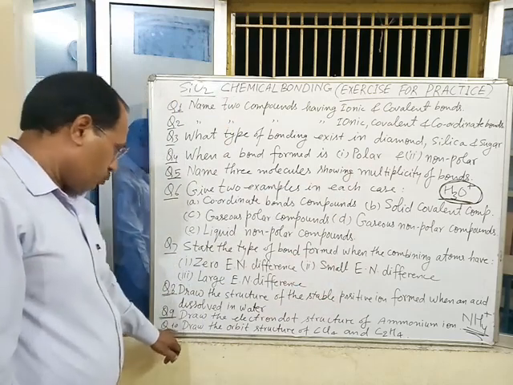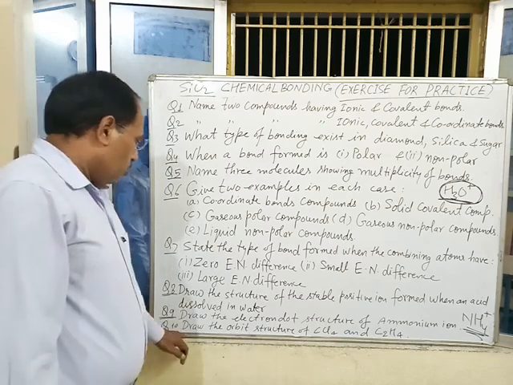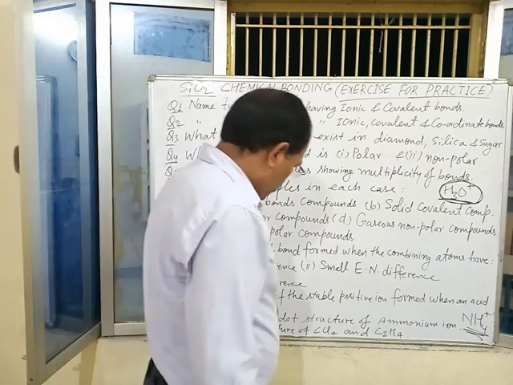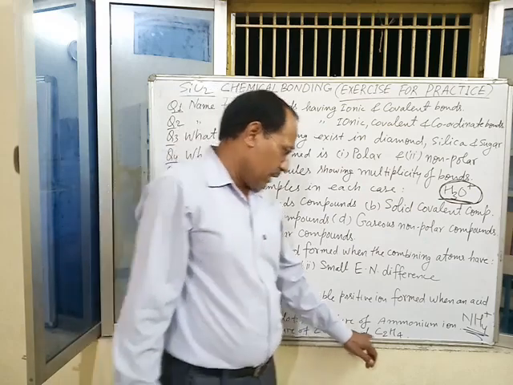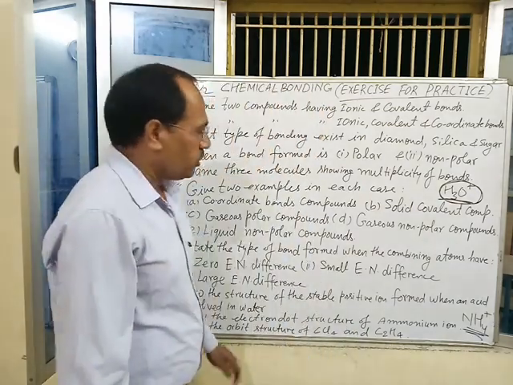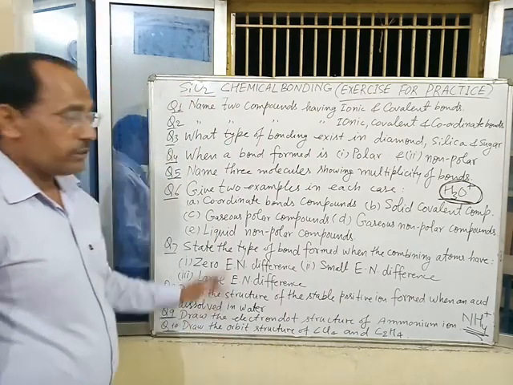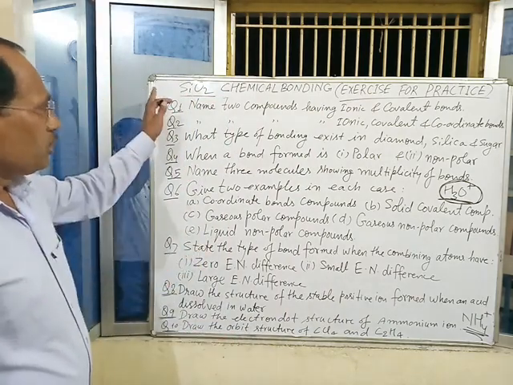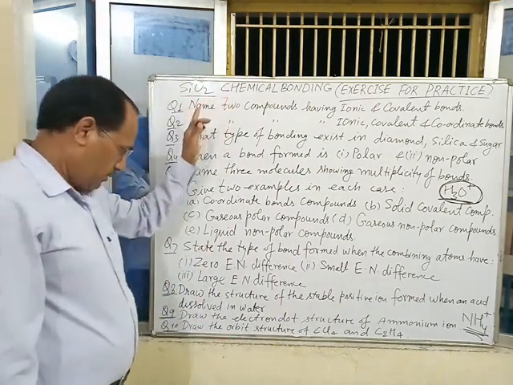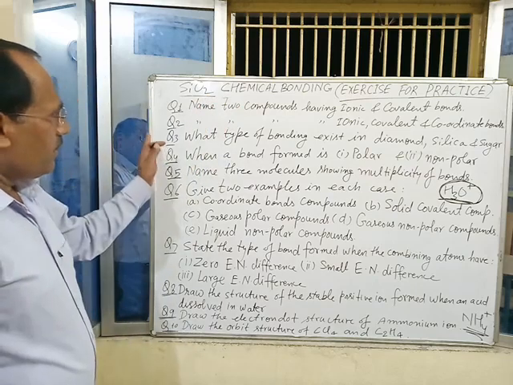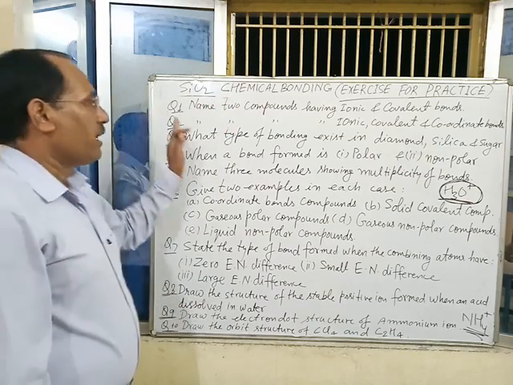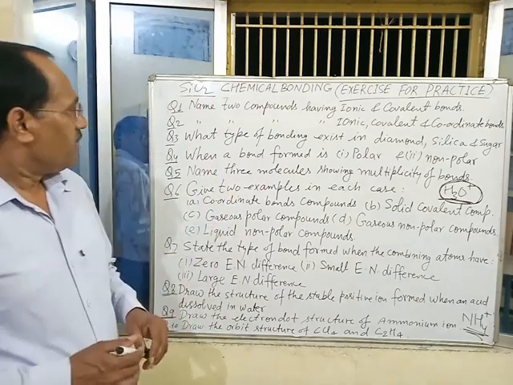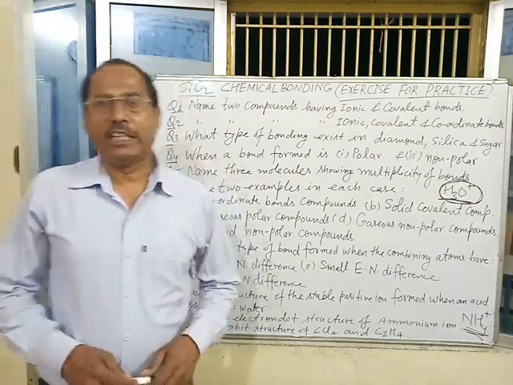The last question is: draw the orbit structure of carbon tetrachloride, CCl4, and C2H4. It is already discussed. There will be a discussion of the lesson. So this is your practice problem, and with the help of these questions you can check your understanding. That's all. Thank you.